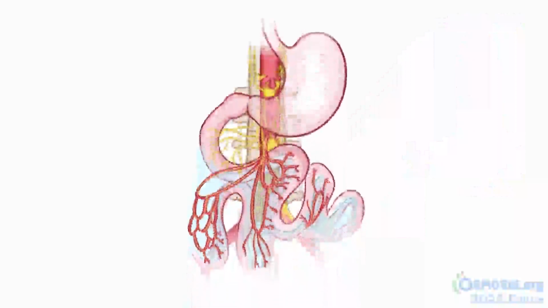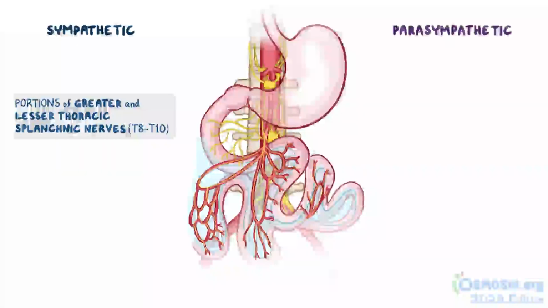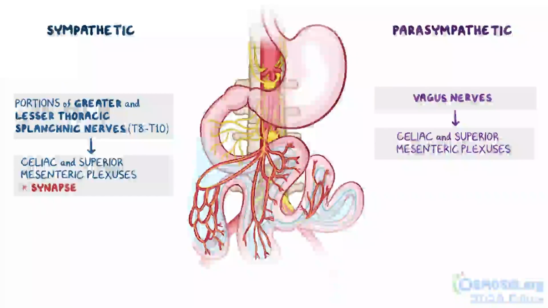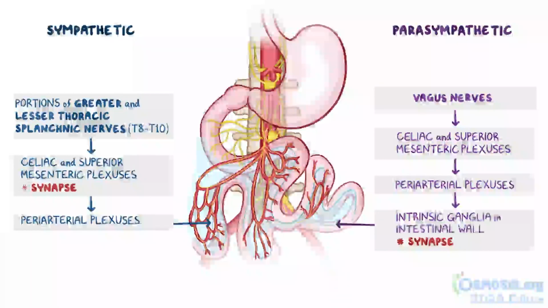As for the innervation of the jejunum and ileum, the sympathetic fibers derive mainly from the T8 to T10 portions of the greater and lesser thoracic splanchnic nerves, while the parasympathetic fibers derive from vagus nerves. Just like for the duodenum, they all go to the celiac and superior mesenteric plexuses, where sympathetic fibers synapse in the celiac and superior mesenteric ganglia and pass through the periarterial plexuses, and parasympathetic pass through all these plexuses to synapse in the intrinsic ganglia in the intestinal wall, where both pathways eventually continue on to innervate the jejunum and ileum.